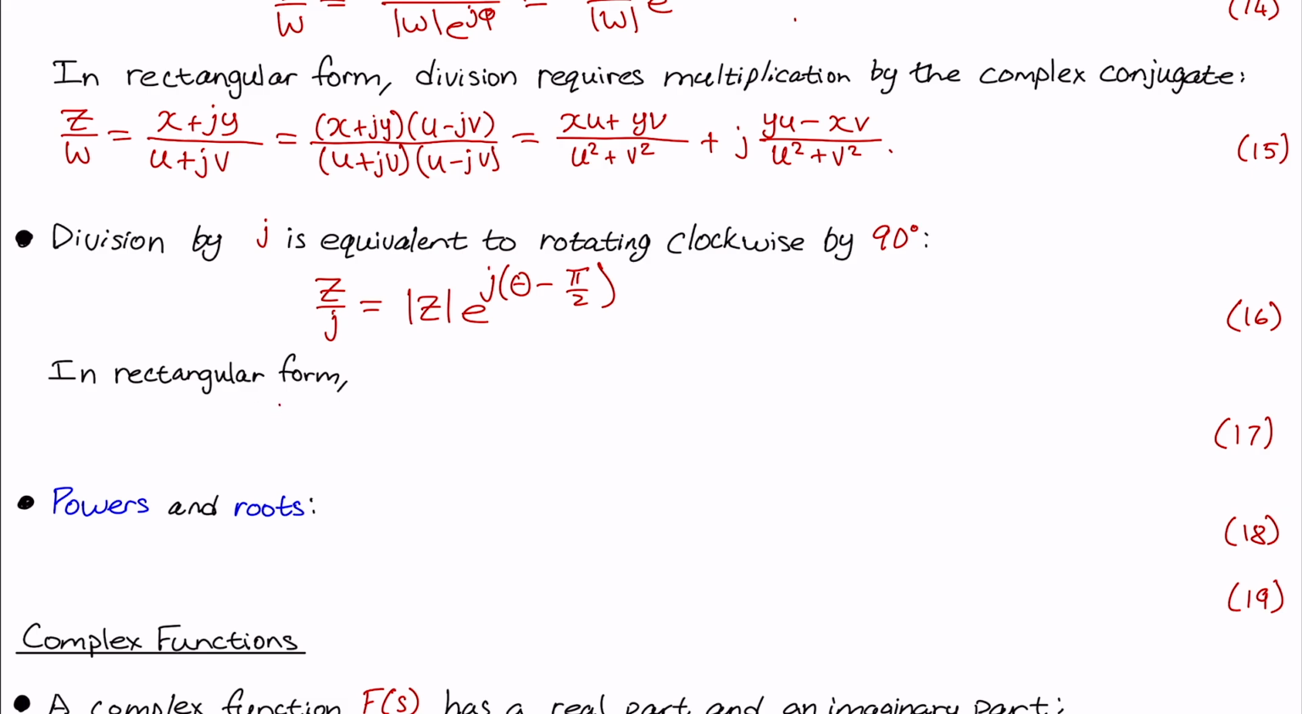In rectangular form, we're going to have to multiply by, well, not the complex conjugate, but just j over j. So we'll get x plus jy, all of that divided by j. From here, we just multiply by j over j. So we'll get j times j in the denominator, and then x plus jy times j in the numerator. And this will result in y minus jx.